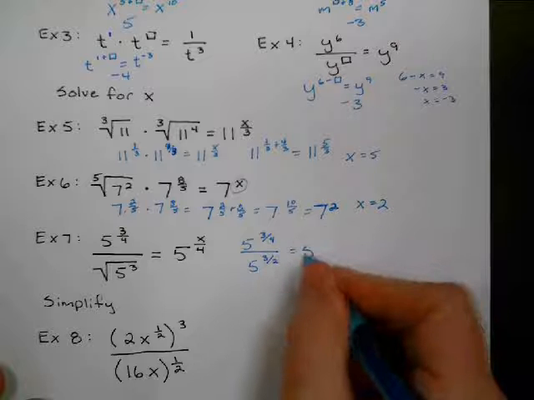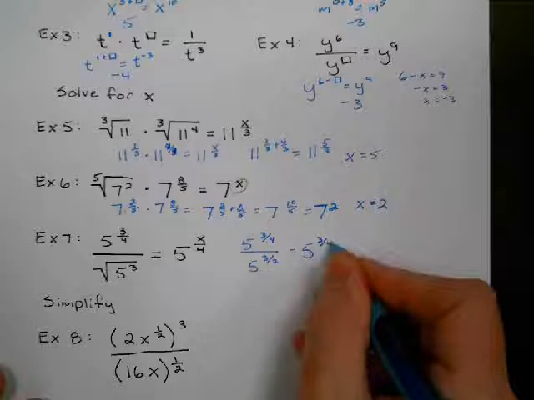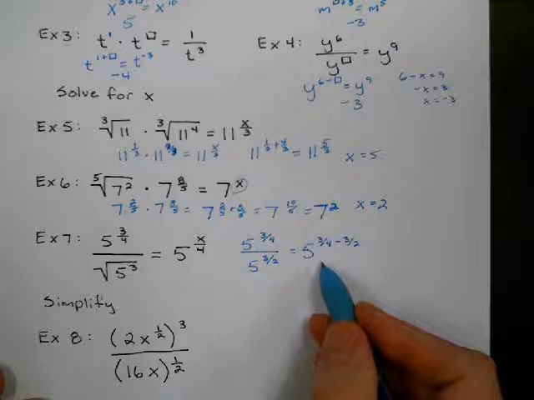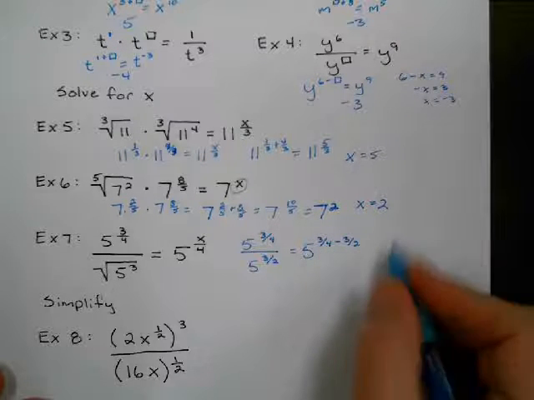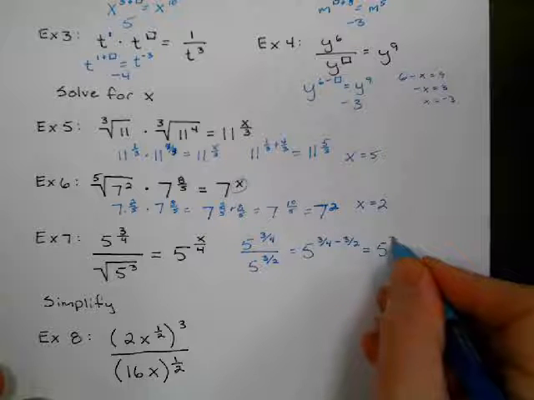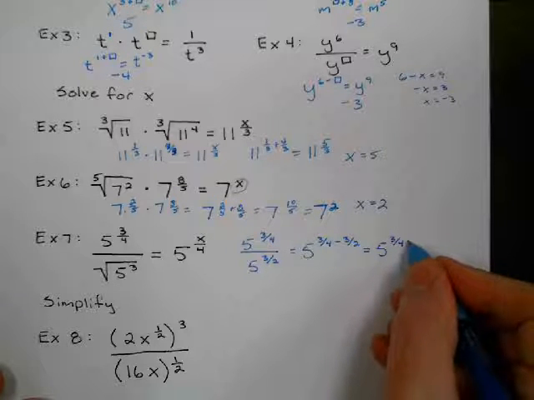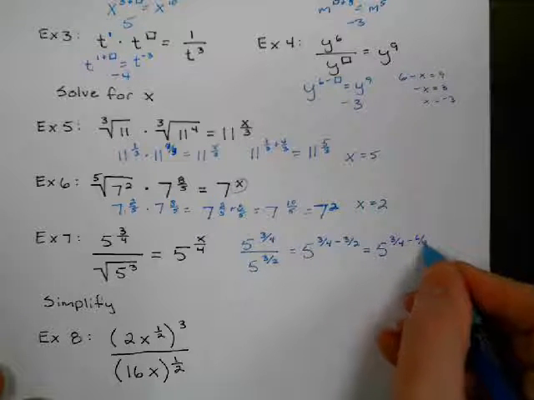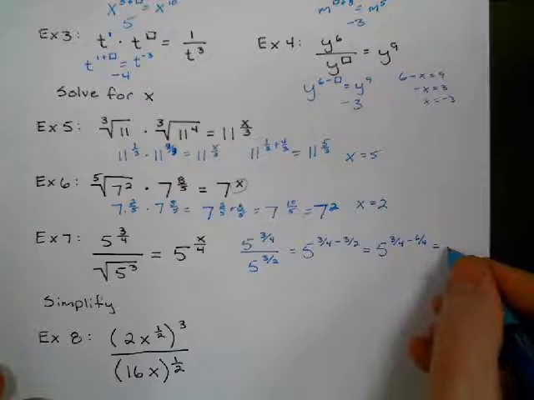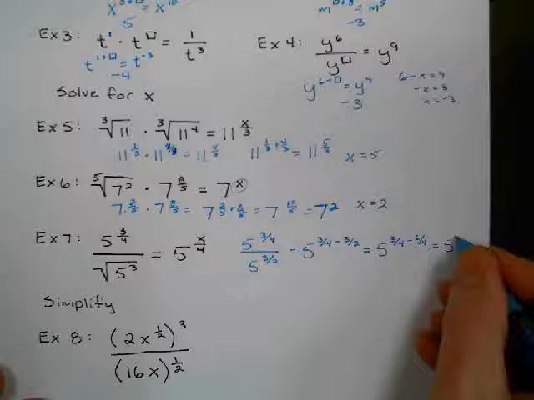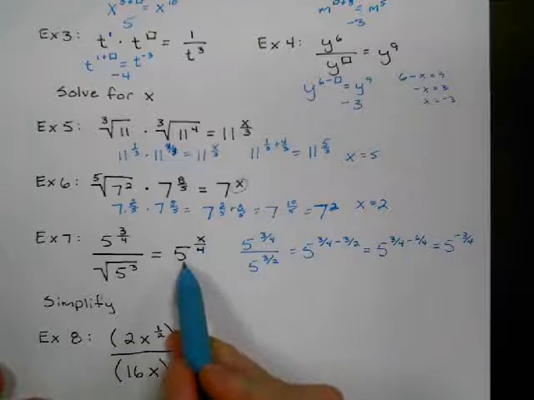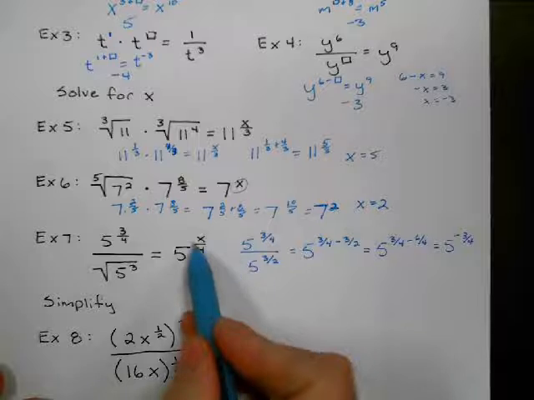So this is 5 to the 3/4 minus 3/2. I can't subtract if I don't have a common denominator. So the common denominator probably should be 4 there. So this would be 5 to the 3/4 minus 6/4, because 3/2 is 6/4. So this becomes 5 to the negative 3/4. So what should x be? We got 5 to the negative 3/4, so x should be negative 3.